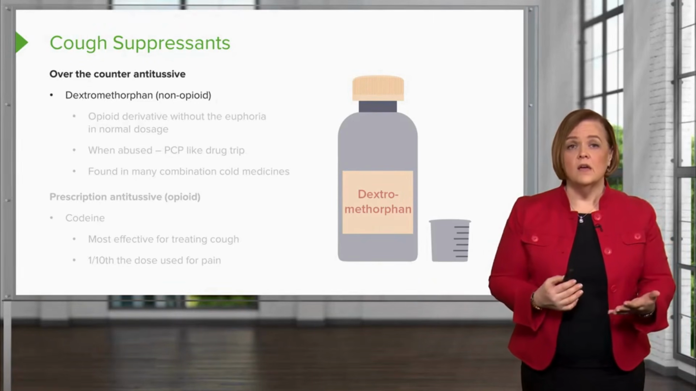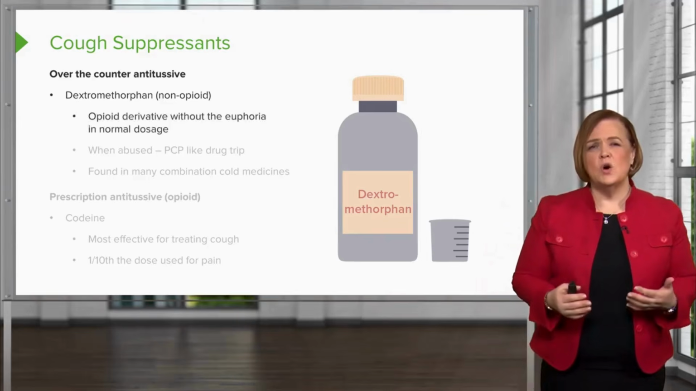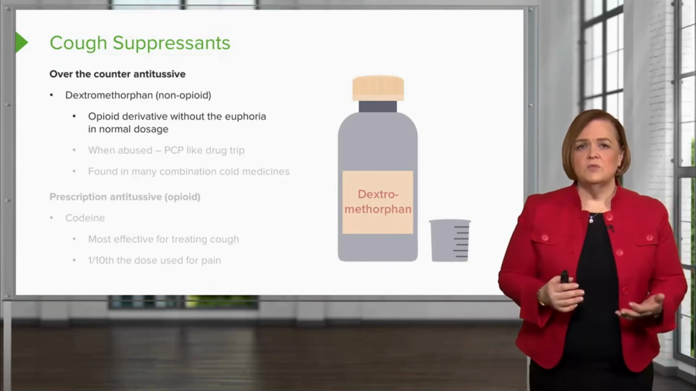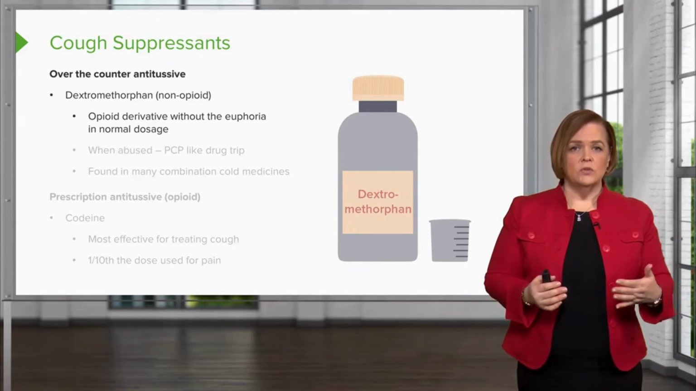It's a non-opioid cough suppressant. It's available over the counter. It's an opioid derivative, but you don't really have the euphoric effect if you take it in a normal dosage.